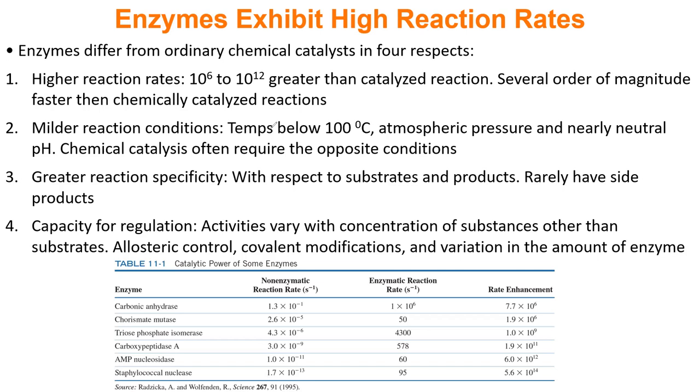So organic catalysts have like an on-off switch, enzymes a lot of times have a dimmer switch. You can modify speeds. You can turn it off and on too, but you can also modify it a lot. So those are the four differences between our enzymes and our non-covalent catalysts, organic chemistry catalysts.